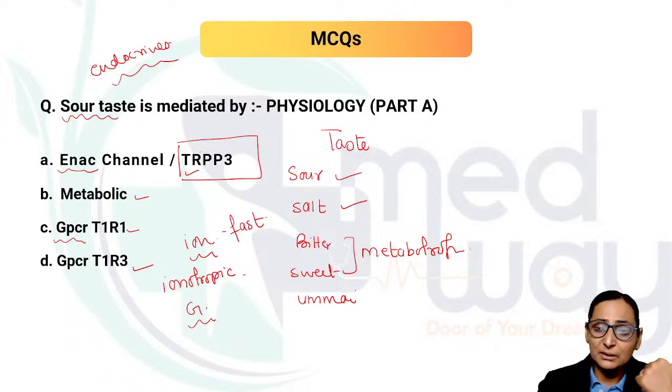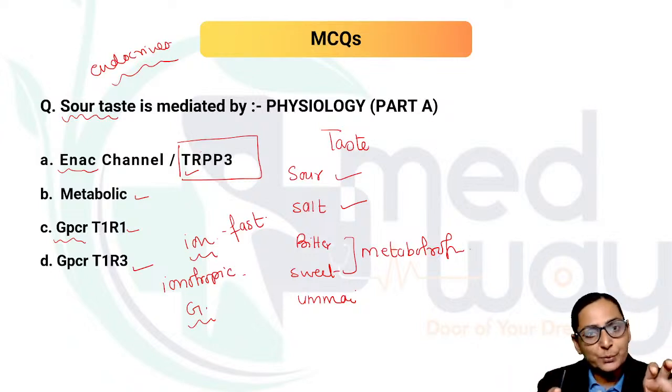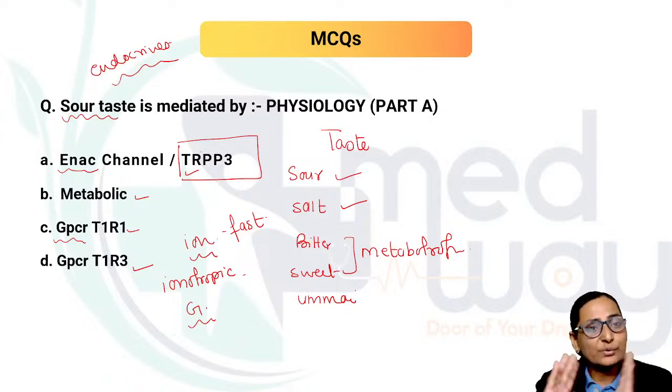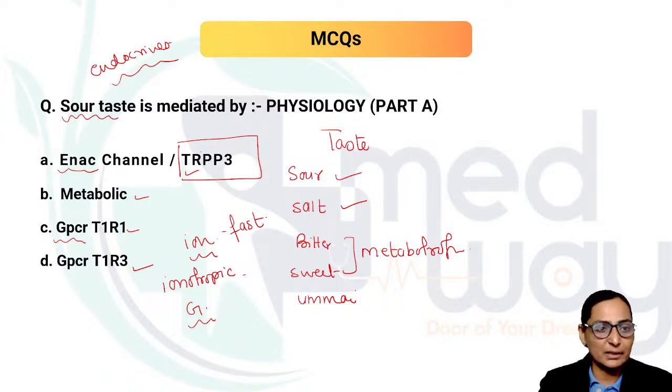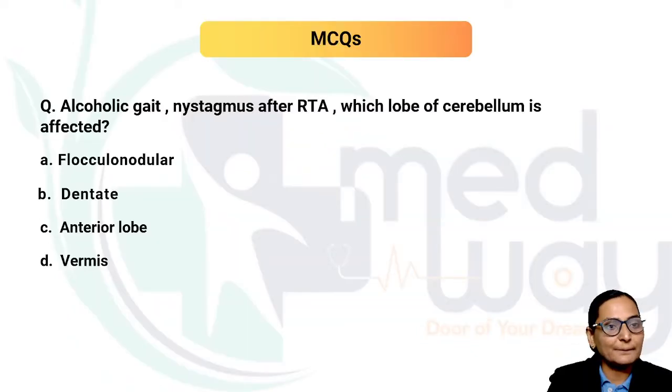If you remember the last NEET PG, there also were pictorial questions where the question was related to tyrosine kinase, and then the sequence was also asked. So the receptor portion of general physiology should be very, very thorough for you. So finally, sour taste is by the ENaC, which is the transient receptor potential P3.